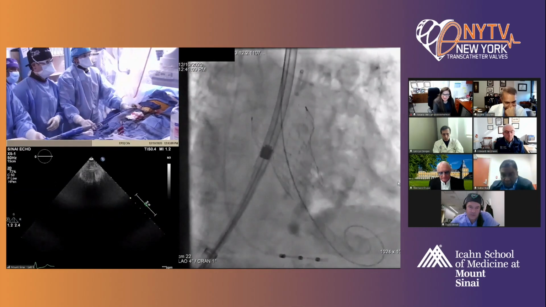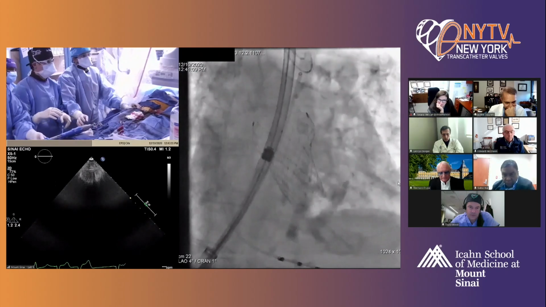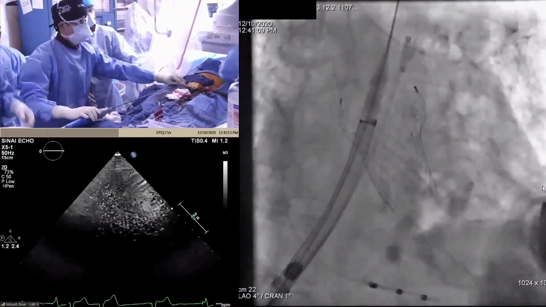Careful, careful, wire out. You want the wire out? Okay. All right, good. No more wire. Can you see the apical echo views back again on the screen?